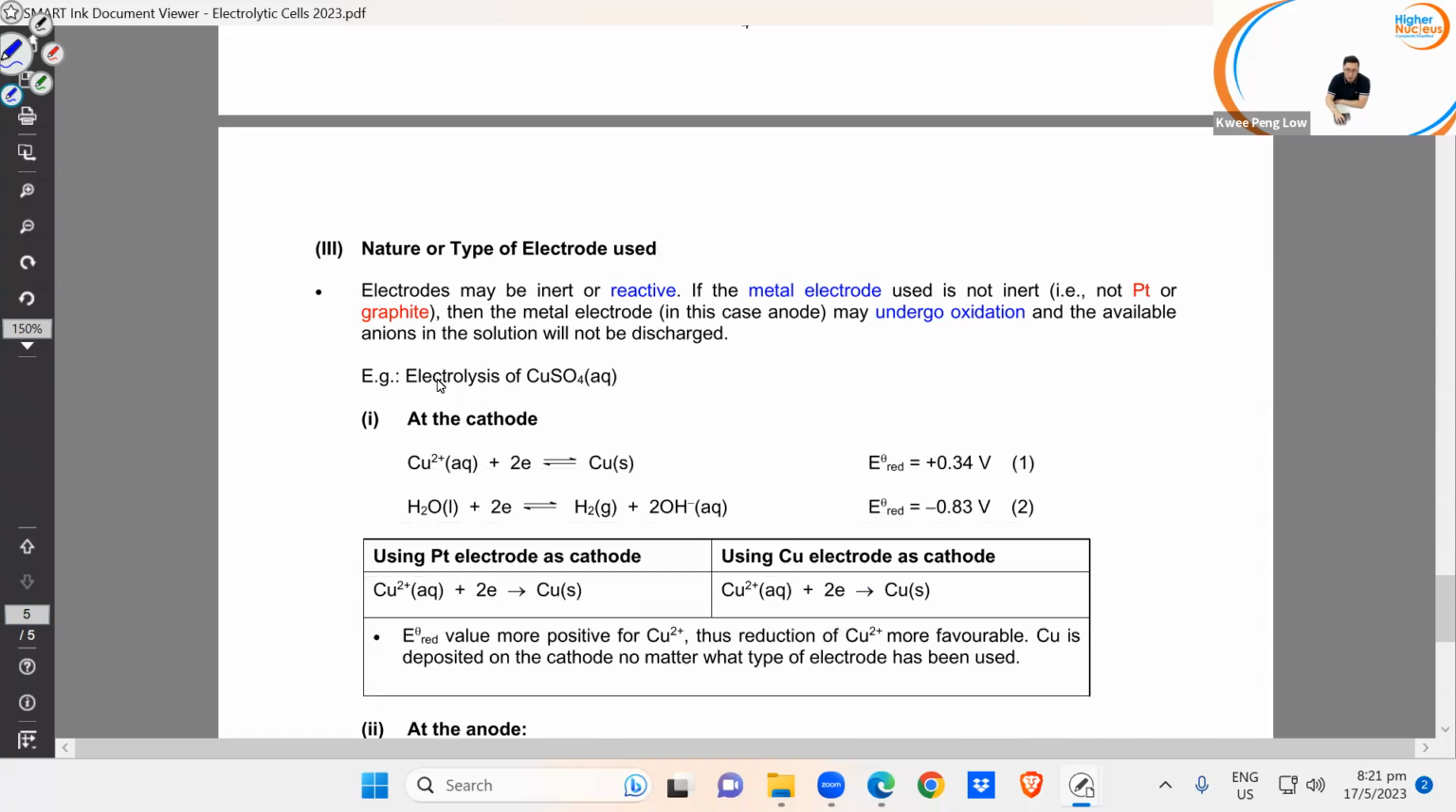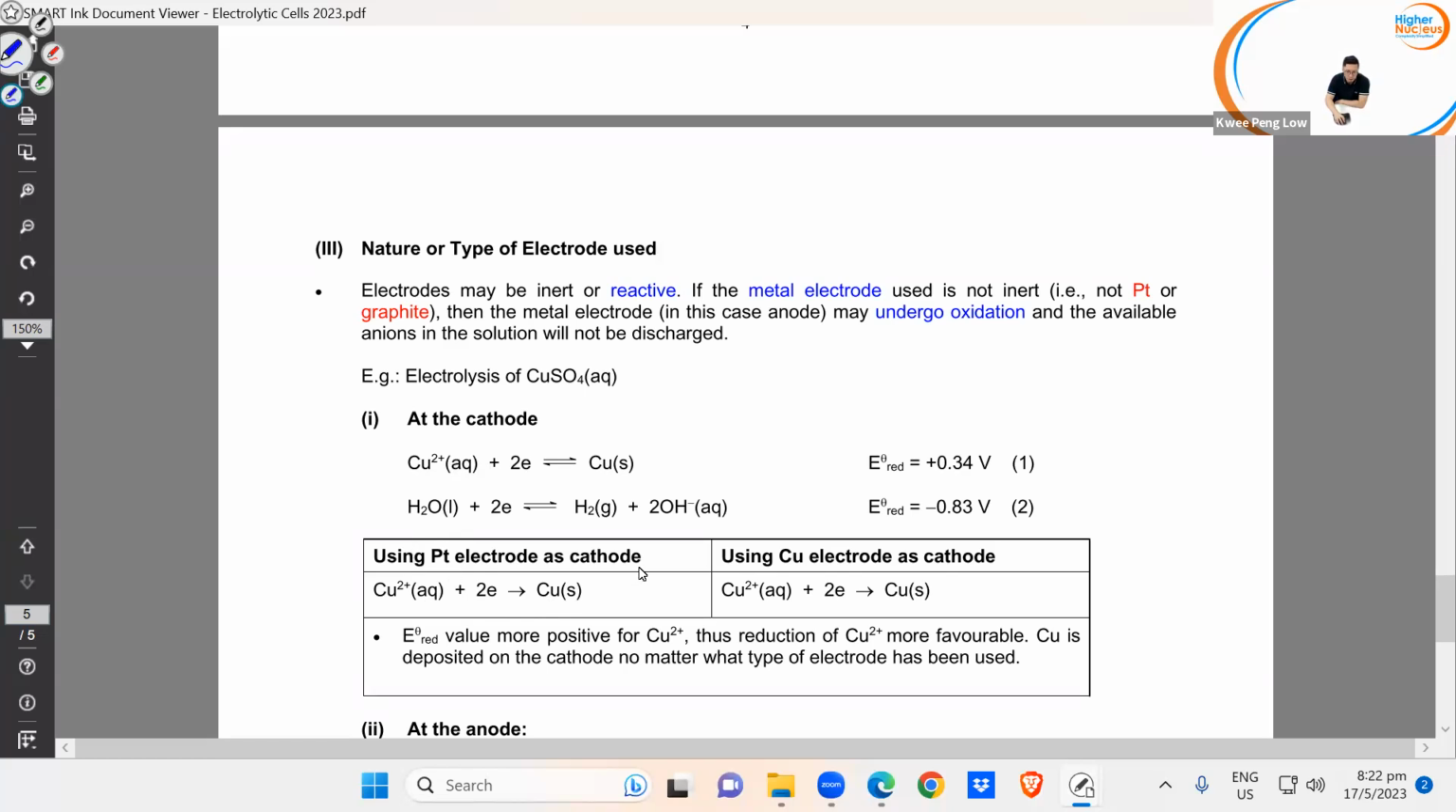I'm going to electrolyze aqueous copper(II) sulfate. At the cathode, remember, cathode attracts cations. Cathode will attract my copper(II) ions. Aqueous, I have water. If I use an inert platinum electrode at the cathode, I choose the more positive value to get reduced. So my copper(II) ion is reduced preferentially over my water. So this is the equation you get at the cathode if you use platinum.